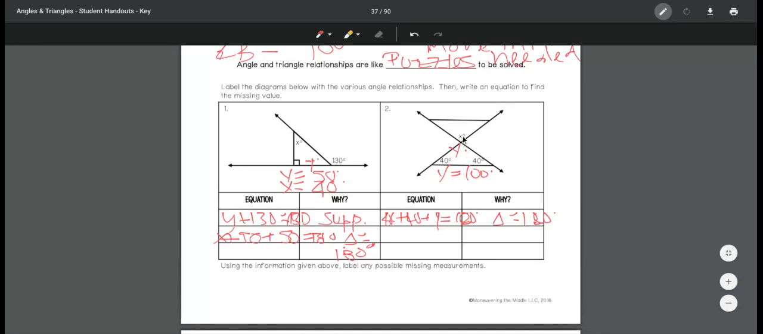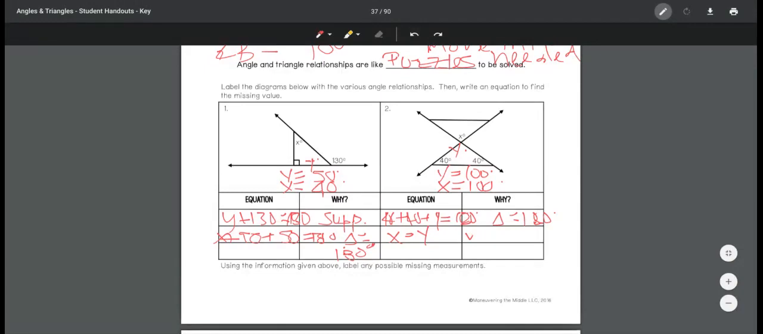As the degree of x. Vertical angles are the same. So because of that, we know that x is equal to y, which makes things easy because we can put that x is equal to 100 degrees. And our reasoning why is because they are vertical angles.